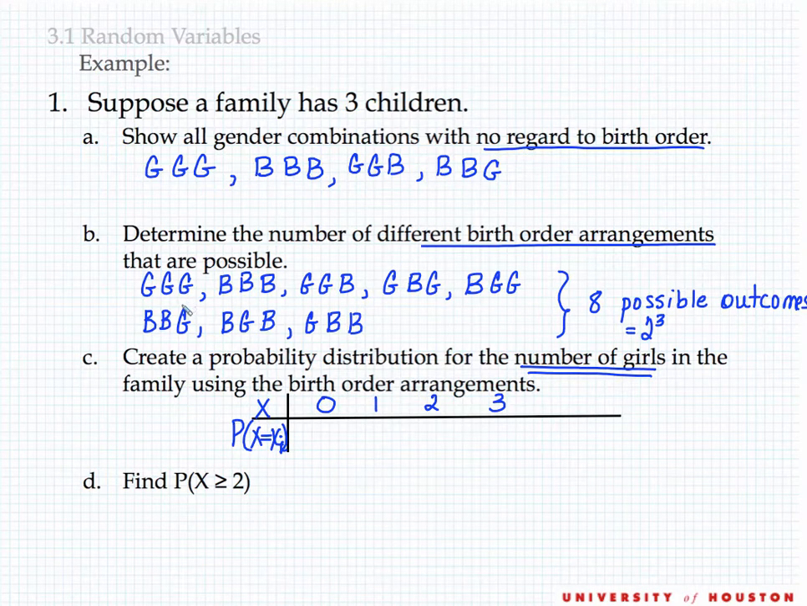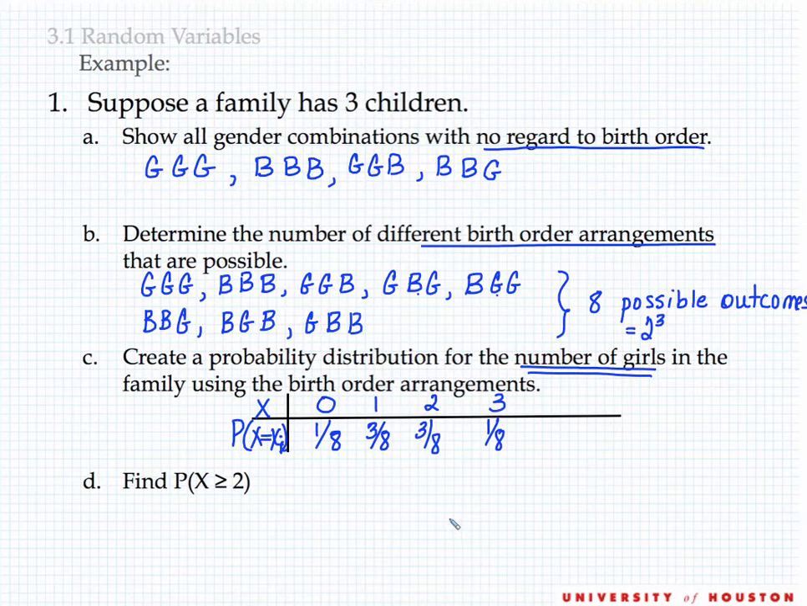With 8 possible outcomes, only one of them, the one with 3 boys, has 0 girls. So the probability of having 0 girls is 1/8. Now with 1 girl in the family, we have 1, 2, 3 different possibilities from our arrangements. So that would be 3 out of 8. 2 girls also has 3 different arrangements. 1, 2, 3. And there's only one way to have 3 girls.